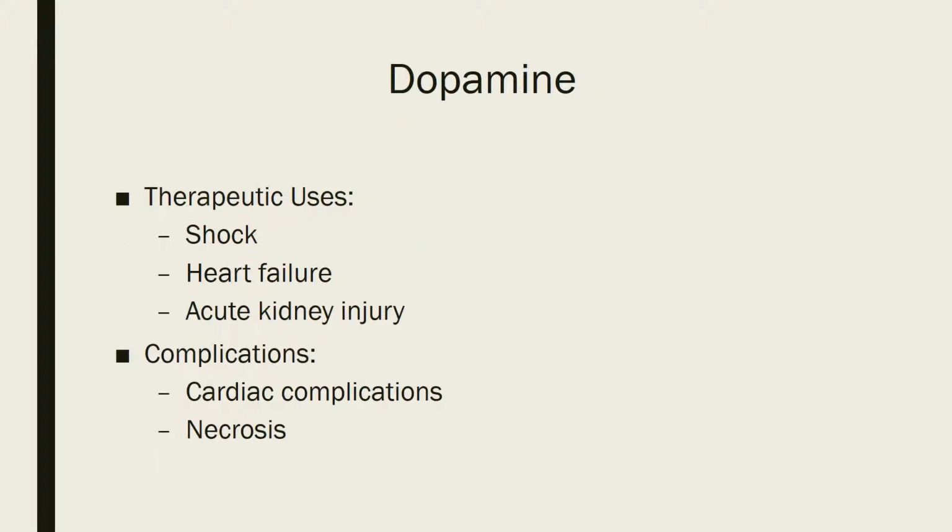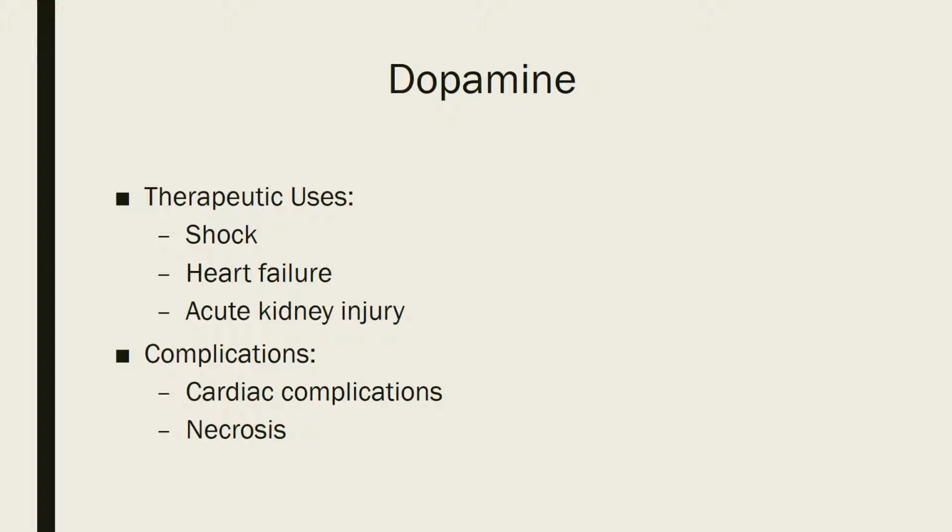Therapeutic uses for dopamine: you can use it for shock, heart failure, and acute kidney injury. A lot of times we're going to use it more for kidney function because it'll help increase that urine output. Complications for dopamine are cardiac: the beta-1 once again in the heart can cause dysrhythmias. It also can increase the workload of the heart and increase oxygen demand, which could lead to angina. So same thing: cardiac monitoring, monitor for dysrhythmias, change in heart rate and chest pain, and notify the physician if any of those occur.